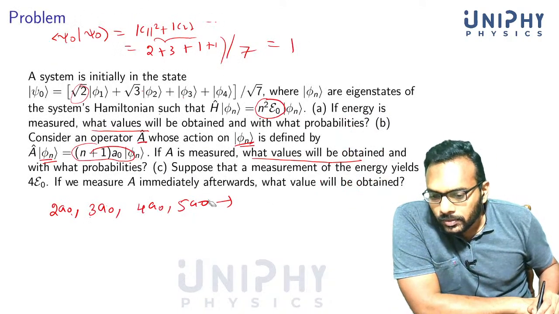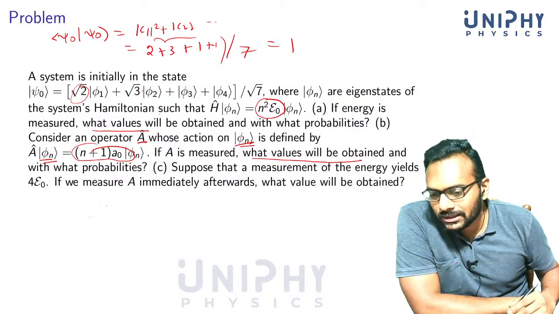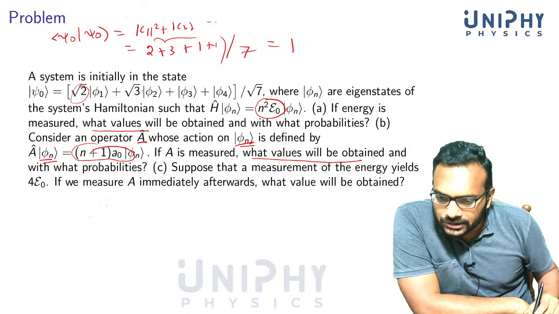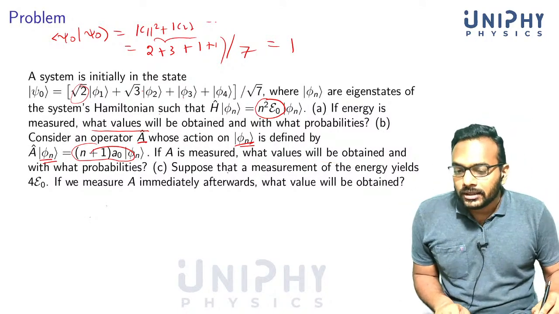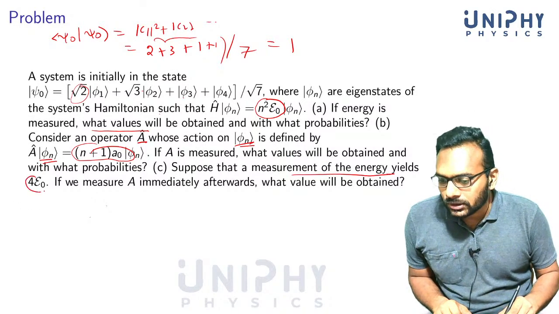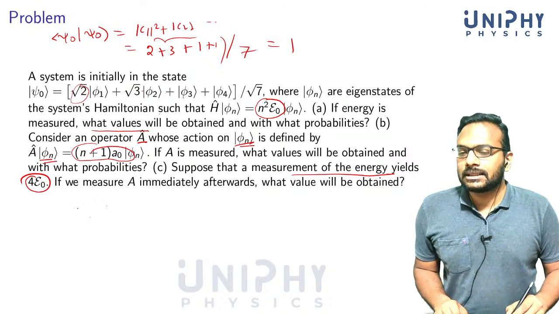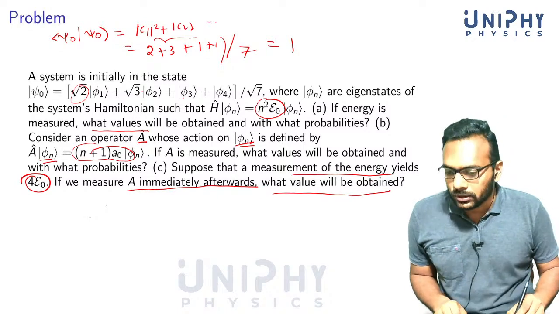Now there is another part of the question which is more interesting, which actually makes us use the postulates that we studied, that we are familiar with. Suppose that a measurement of the energy yields 4 epsilon 0. If we measure A immediately afterwards, what value will be obtained?